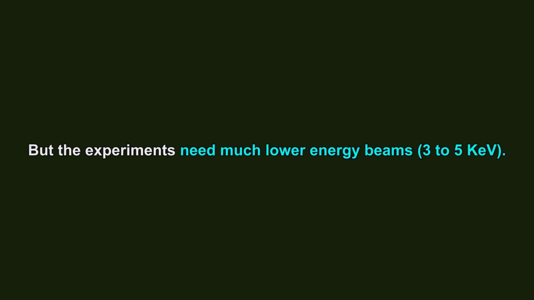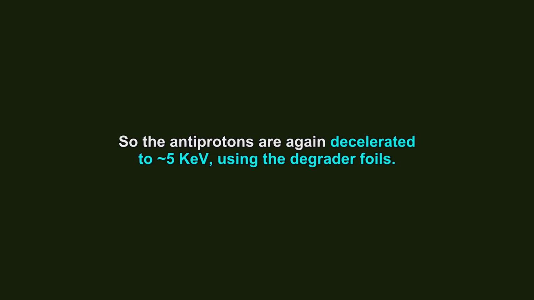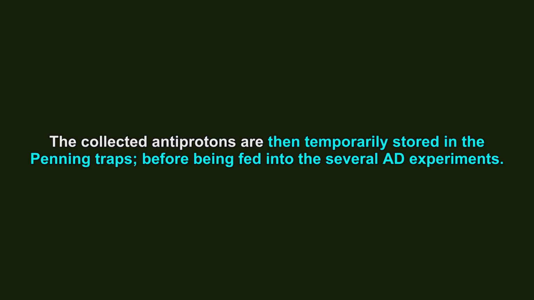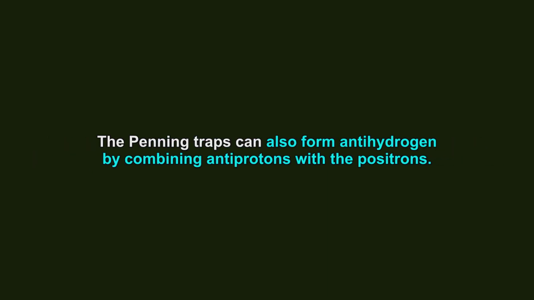But the experiments need much lower energy beams, 3 to 5 keV. So the antiprotons are again decelerated to 5 keV using degrader foils. This step accounts for the loss of 99.9% of antiprotons. The collected antiprotons are then temporarily stored in Penning traps before being fed into the several AD experiments. The Penning traps can also form antihydrogen by combining antiprotons with positrons.